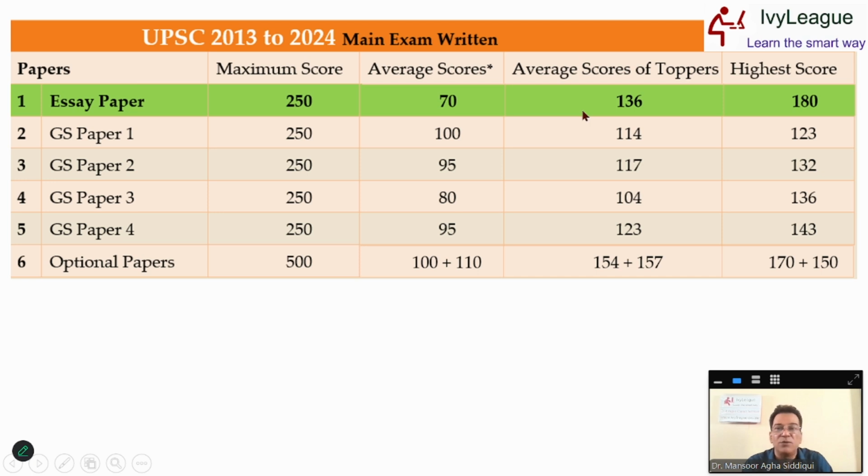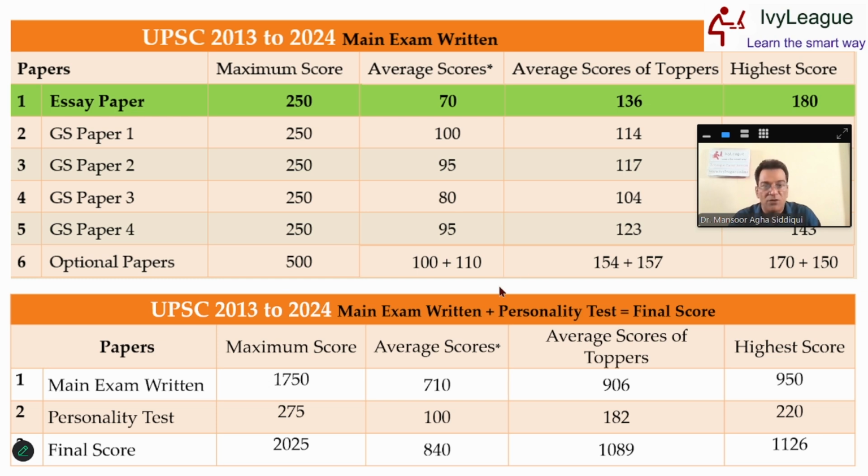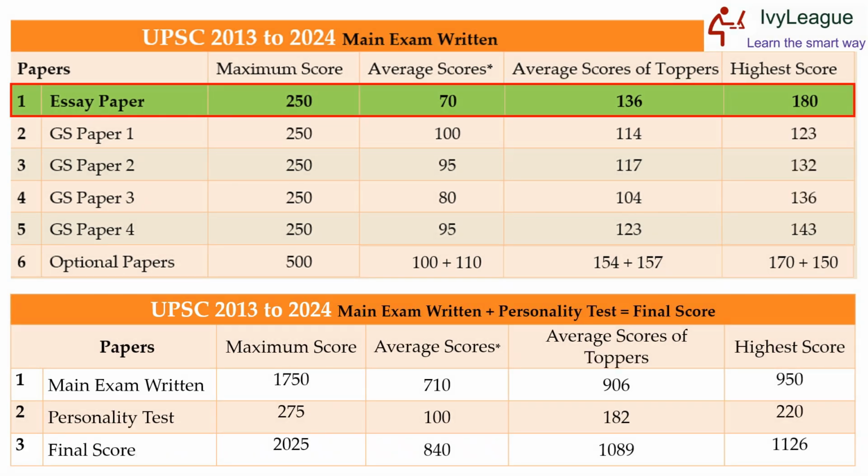There's one more step to this whole process, and that is when we look at the role of the personality test or the interview. In case of interview, the highest score or the final score which students got is somewhere around 906 in case of the mains exam. And in case of personality test, the highest score possible has been 182. This is of a particular student from Kerala, a female student from Kerala.